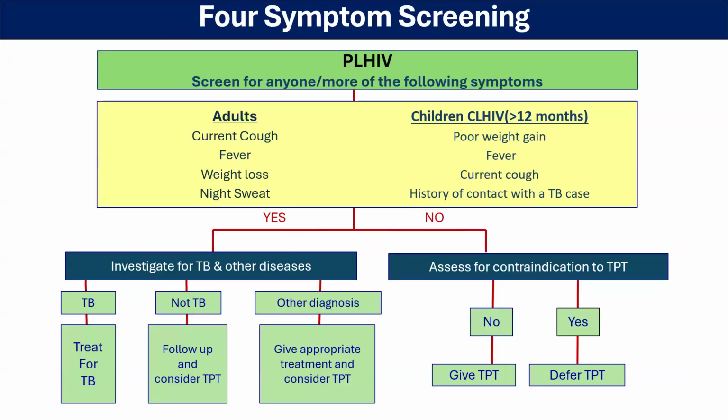So, the 4 symptom screening. We have discussed this slide earlier, so not going into depth, we just look at yes and no. If the patient reports any of the 4 symptoms, then evaluate for TB, treat for TB if diagnosed, and if not TB, follow-up is considered for TB. If there are any other possible infections, give appropriate treatment, again consider TB. If the patient doesn't report any of these things, and if there are any contraindications for TPT, defer TPT. If no contraindications, start TPT.